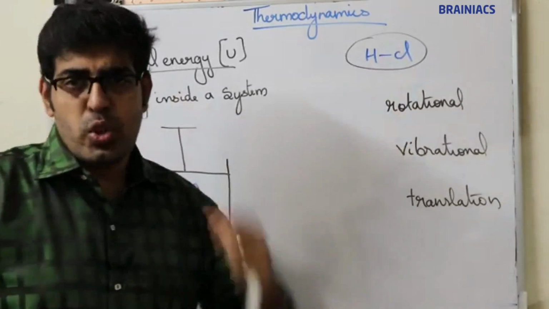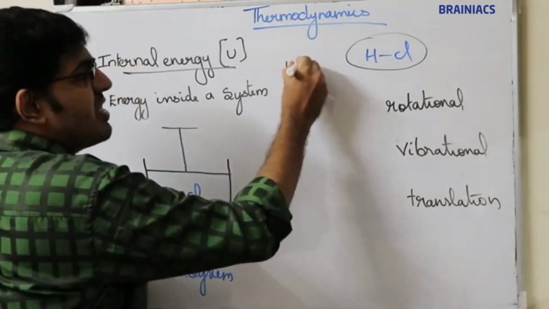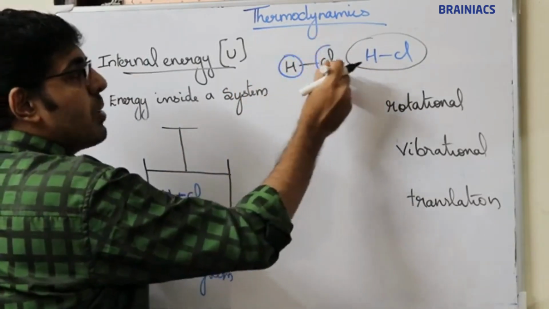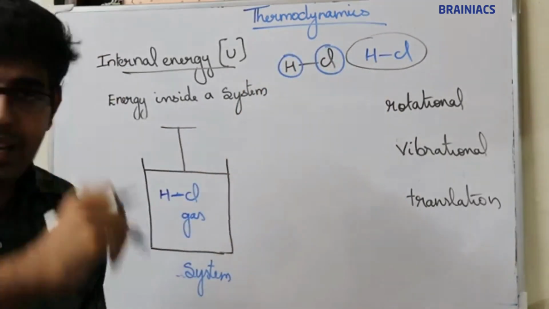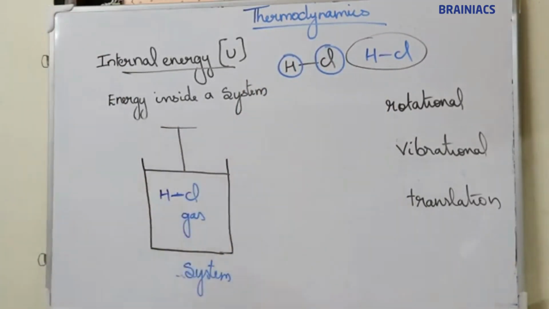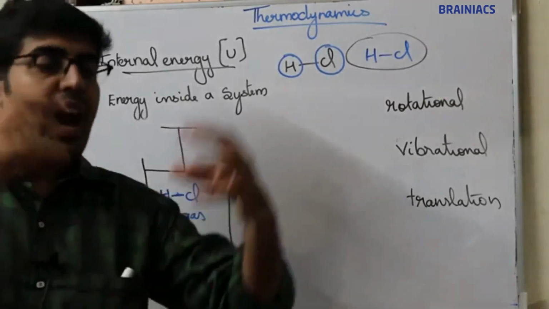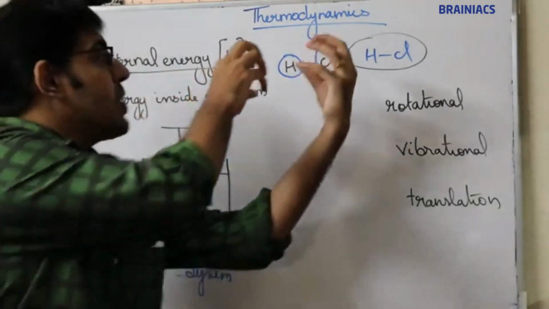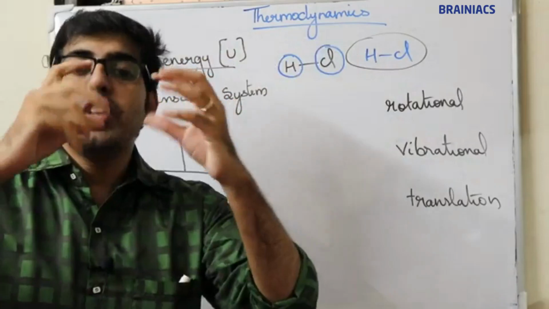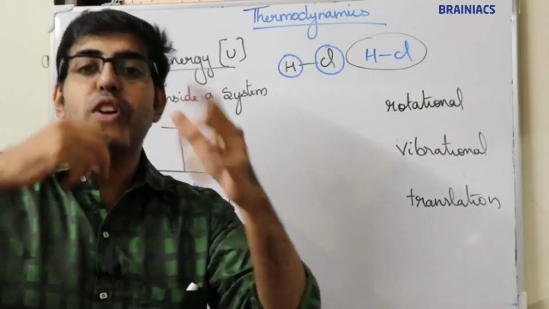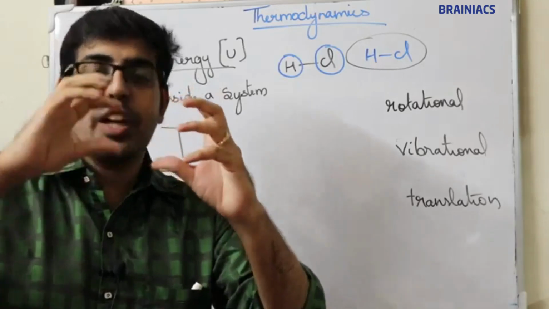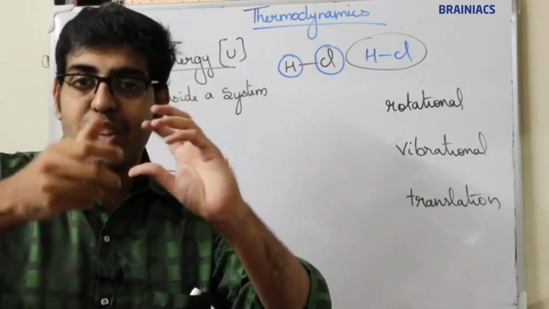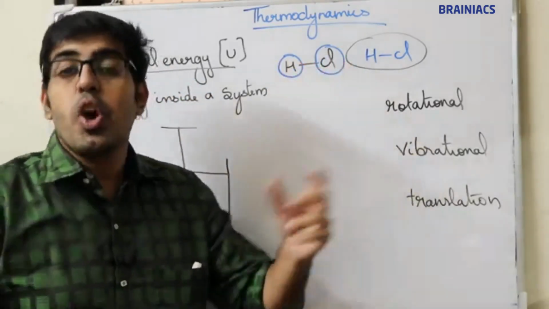What is meant by rotational motion? Consider one HCl molecule. In an HCl molecule, there are 2 types of atom. One is an H atom, and the second one is a Cl atom. These 2 atoms are attached to form the HCl molecule. Now, these 2 atoms always keep on rotating. H atom will rotate in one direction, Cl atom will rotate in another direction. So in an HCl molecule, both the atoms will rotate.